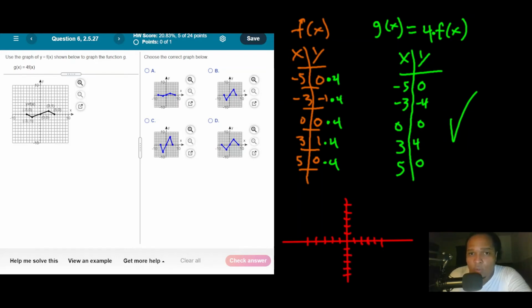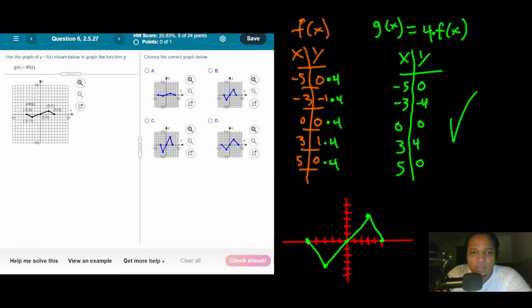Okay, so we have negative 5 comma 0, which is right here. We have negative 3 comma negative 4. So 1, 2, 3, 1, 2, 3, 4 right there. We have 0 comma 0. We have 3 comma 4. So 1, 2, 3, and then 1, 2, 3, 4. Then we have 5 comma 0, 1, 2, 3, 4, 5. So we should get something that looks like this guy.